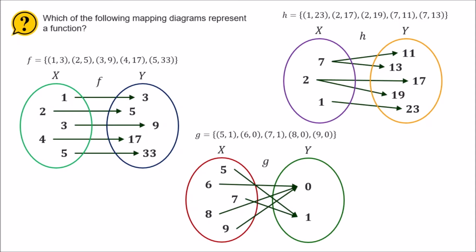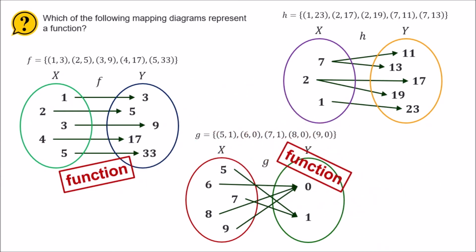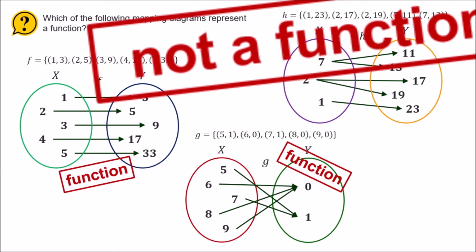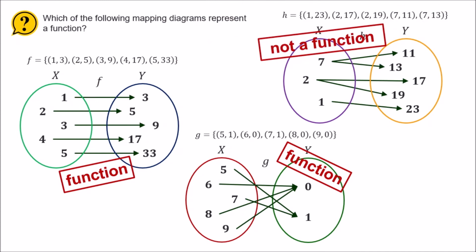Since the definition of a function is the set of ordered pairs (x, y), where no two elements of the set have the same x value, we can see that f qualifies to be a function. The same goes with g, but not h, because h has the elements (2, 17) and (2, 19), as well as the elements (7, 11) and (7, 13).